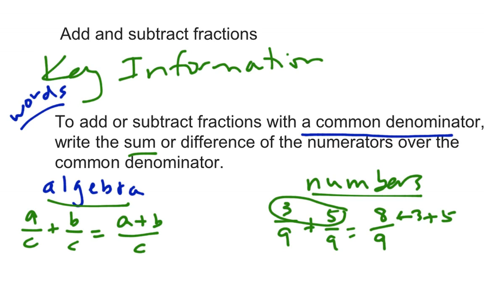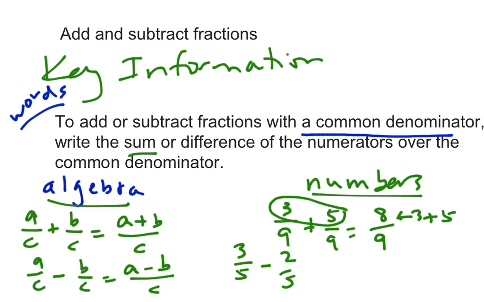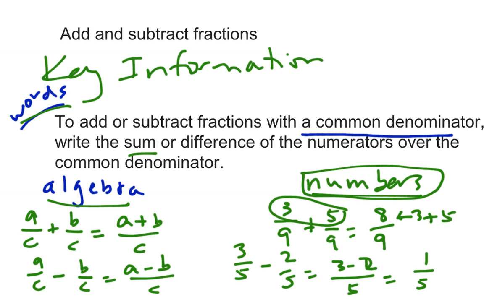And then subtraction would work the same way. A over C subtract B over C is A minus B over C. If you had numbers with subtraction, like 3 over 5 minus 2 over 5, you would subtract the numerators, write the common denominator, and get 1 over 5. So you should write your key information in words, numbers, as well as algebra. And then I'll show some examples on the next page.